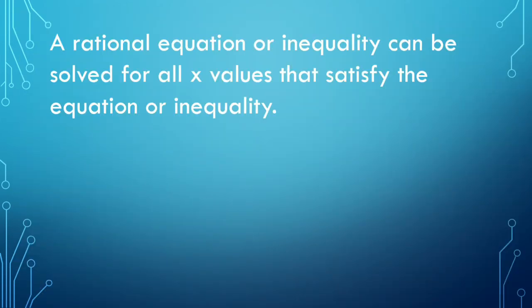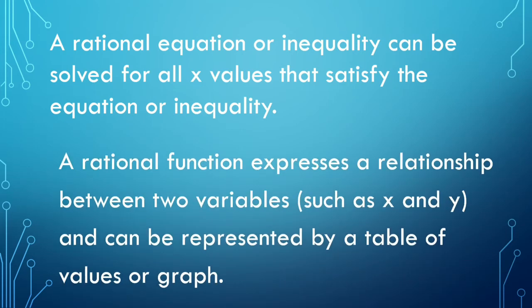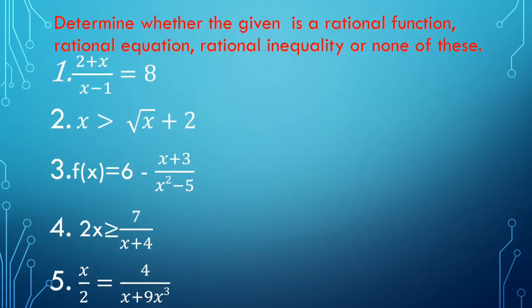A rational equation or inequality can be solved for all x values that satisfy the equation or inequality, while a rational function expresses a relationship between two variables such as x and y and can be represented by a table of values or a graph. We have here items 1 to 5, and we're going to determine whether the given is a rational function, rational equation, rational inequality, or none of these.